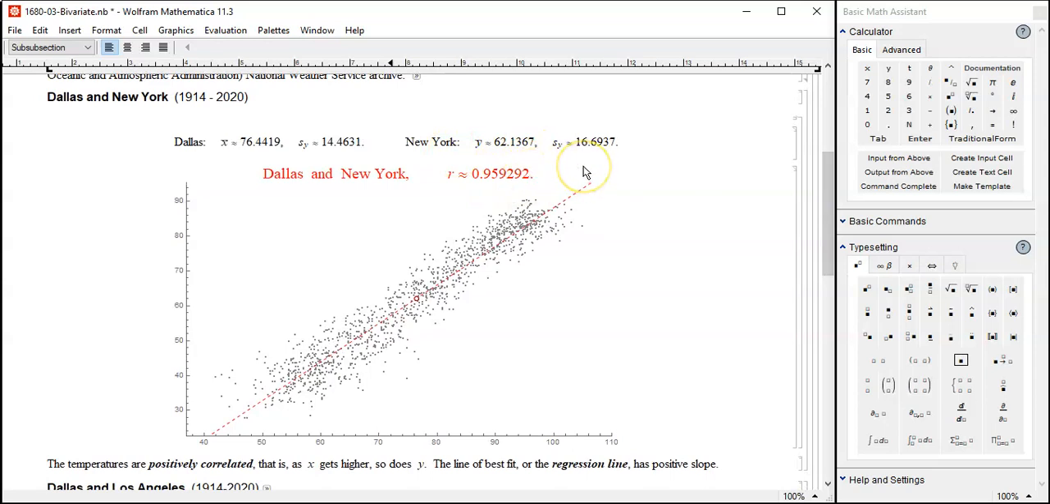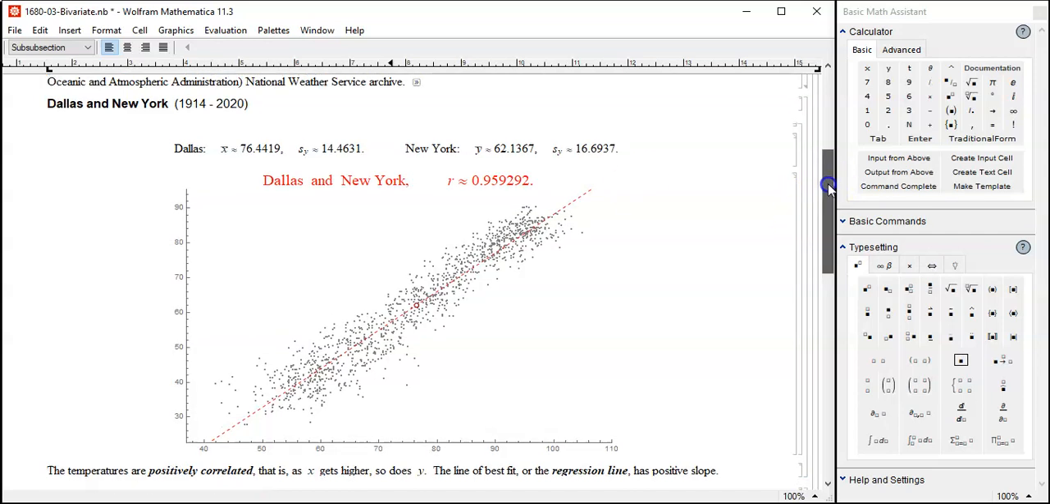And the R value is always between -1 and +1. And if it's precisely equal to 1, then it's an absolute correlation. So all the dots must be precisely along the line. It's 100% correlation. Here we have 0.959, so we have 96%. So that's really strong correlation we are looking at. After all, Dallas and New York are both coming from the same country, same northern hemisphere, so it's not surprising their temperatures are strongly positively correlated.